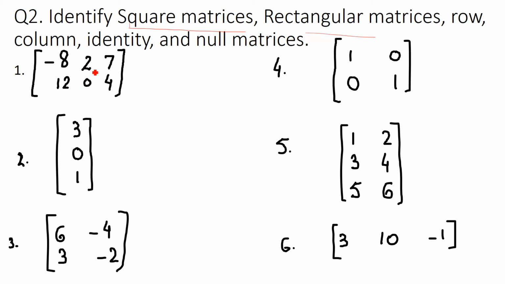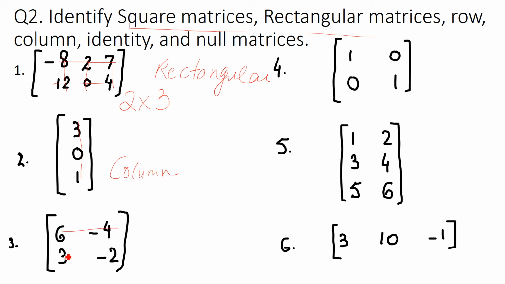So come to number 1. We have 2 rows and 3 columns. So this is not the square matrix, because in a square, number of rows should be equal to number of columns. These are different. So this is the rectangular matrix, right? Here is one column matrix.